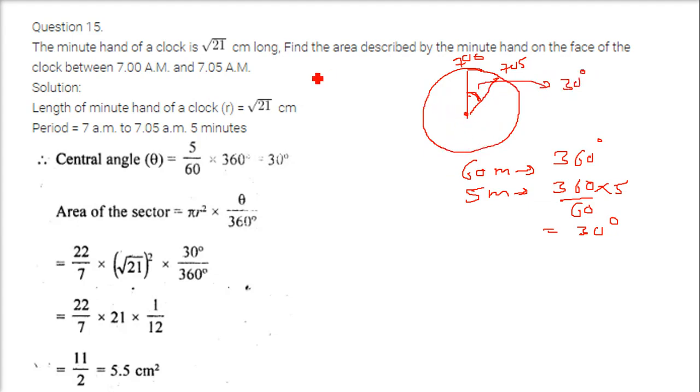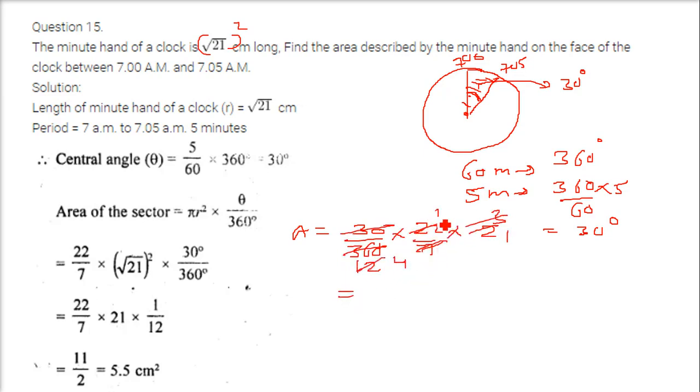When the angle is known, then you can find out the area of this sector. So area is what? Theta by 360, that is 30 by 360 into pi, that is 22 by 7, into r square. R is under root 21. And if you take the square of this should be 21. So you get 7 3s are 21, 3 4s are 12. So it is 11 by 2. It is going to be 5.5 centimeters square.